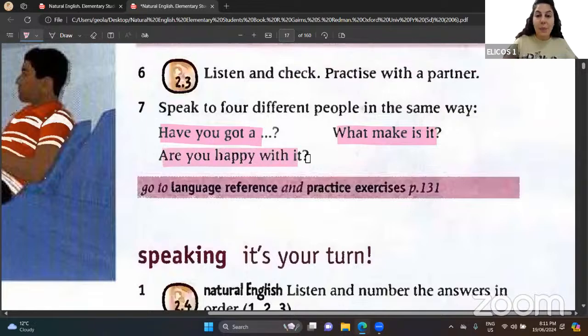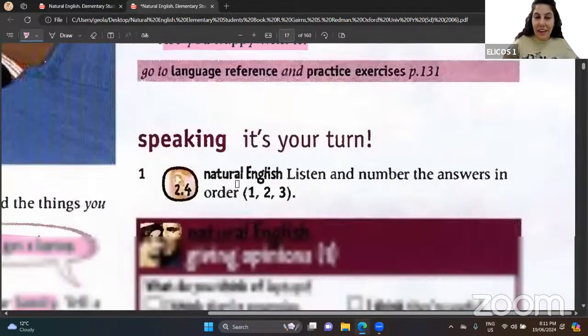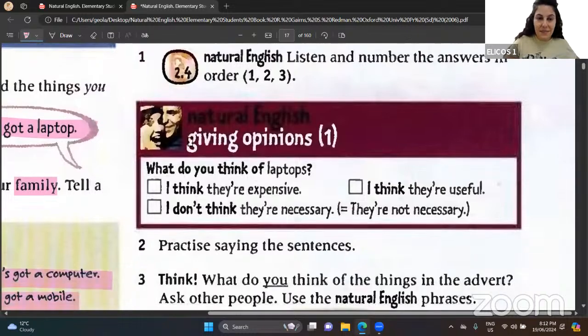And are you happy with it? So if they say yes, are you happy with it? They'd say, yes, I am. Or no, I'm not. So when we give our opinions, and remember, it means we're just telling someone what we think.